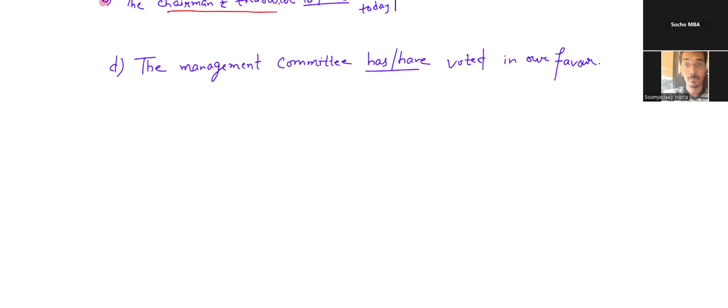So, which one would be the answer? Has or have? See, in this, the management committee has voted in our favor. Both can be the answer. Now, has would mean that they have all collectively. Have would mean that they have individually, in their capacity; some of these people might have gone against this favor.